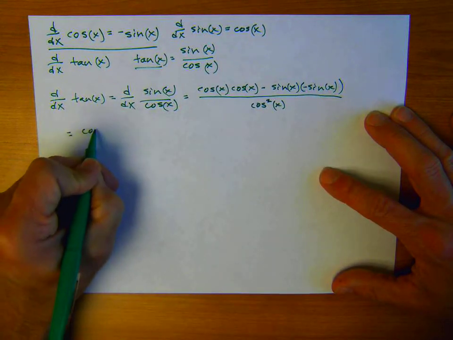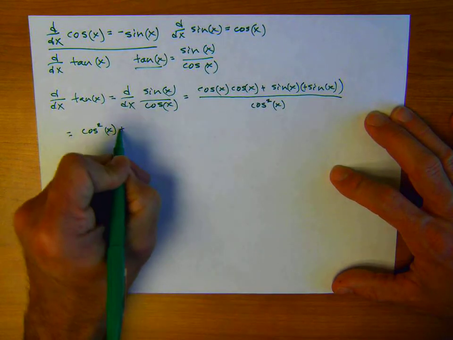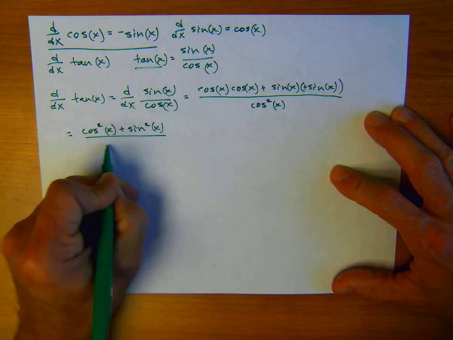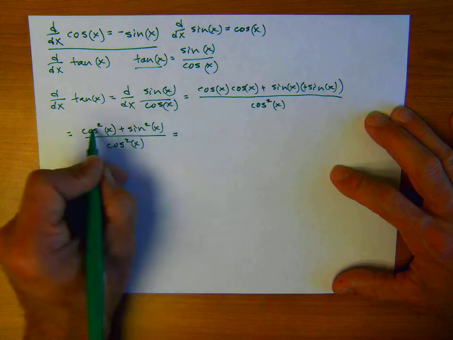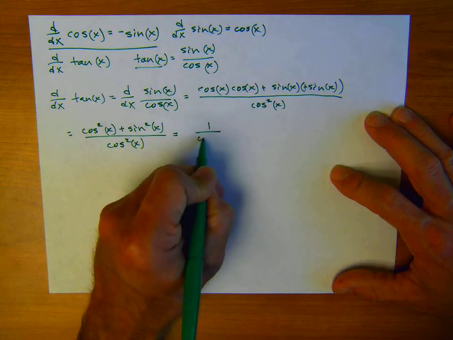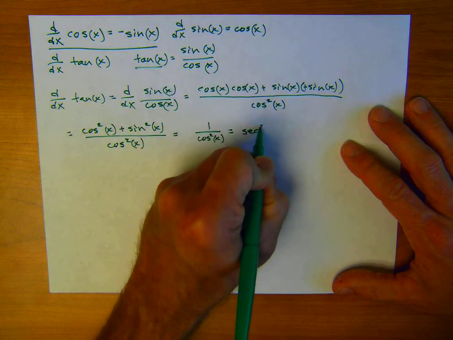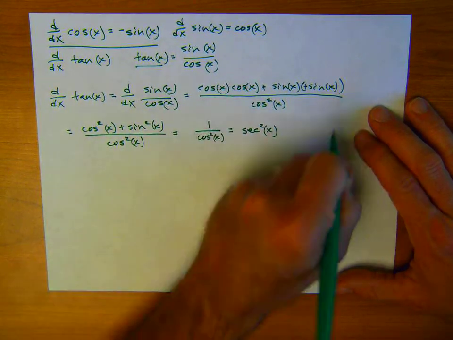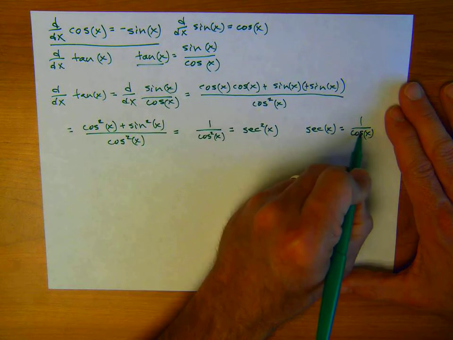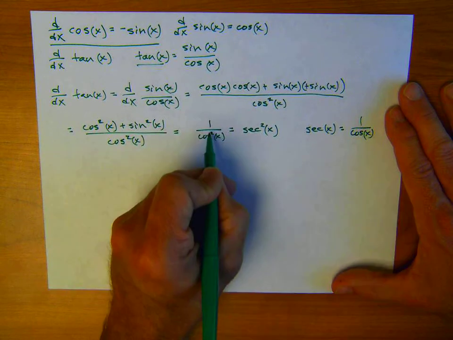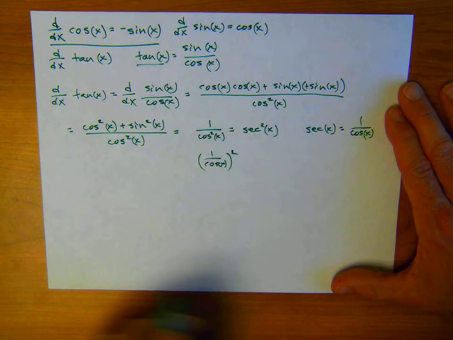So this gives us cosine squared x, and then I have minus a negative, so these become positive, so I have cosine squared plus sine squared over cosine squared. But cosine squared plus sine squared is the same as sine squared plus cosine squared. That's our Pythagorean identity. That always equals 1. And this, of course, is secant squared, because secant of x is 1 over cosine of x. So if this is squared, then this is squared. We can think of this as being the whole thing, 1 over cosine of x squared, because 1 squared is 1 and cosine squared is cosine squared.